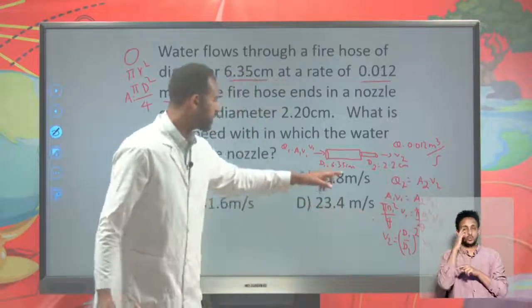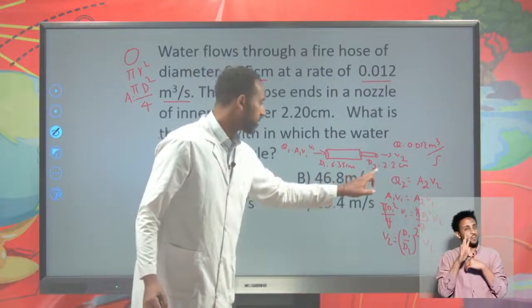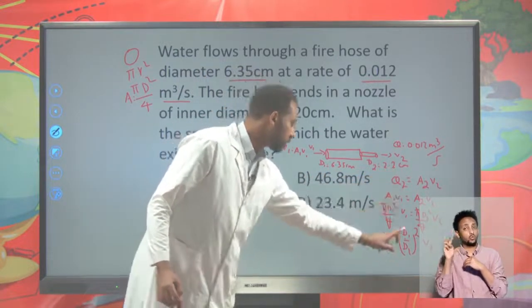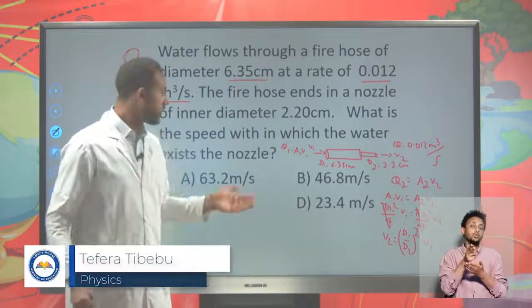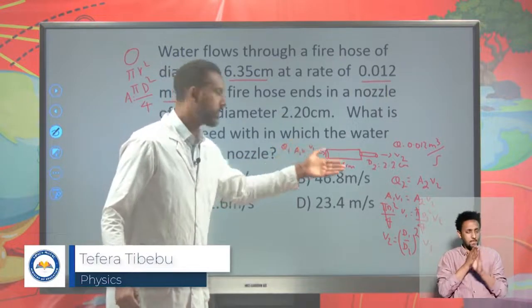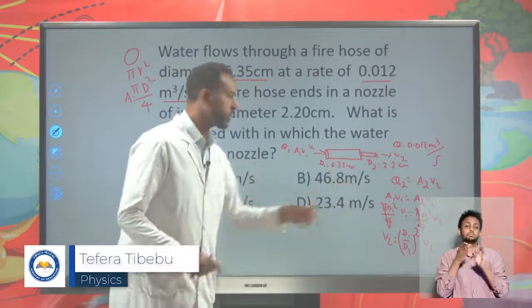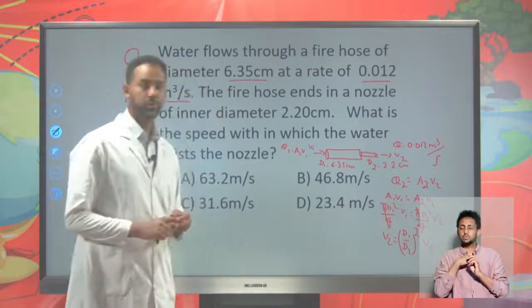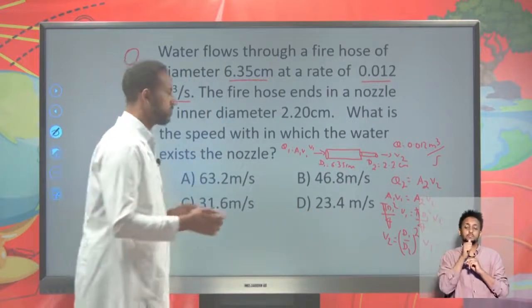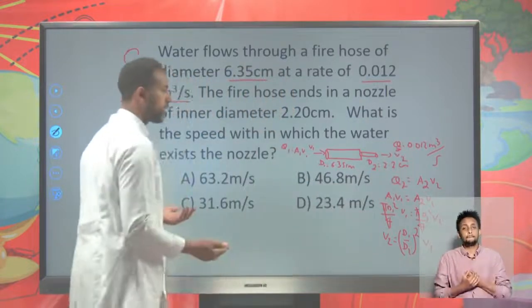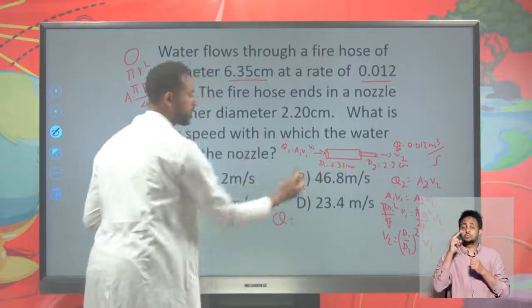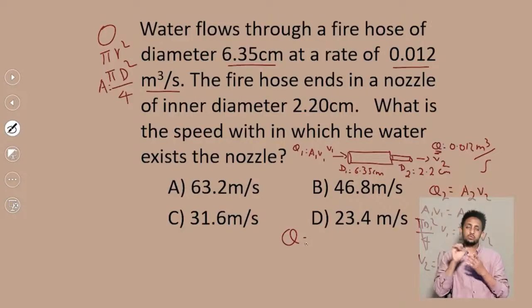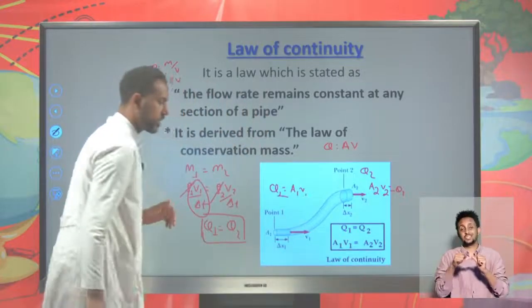We know that d1 is given to be 6.35, whereas d2 is 2.2, so taking the ratio squared, we can have a relation between the velocity of the fluid as it passes through the hose and the velocity of the fluid as it passes through the nozzle. Still, we didn't find V2, but we have one good way to find that. We have a flow rate. The flow rate at any section, it might be at the hose, it might be at the nozzle, remains constant. Depending on the law of continuity, flow rate remains constant.